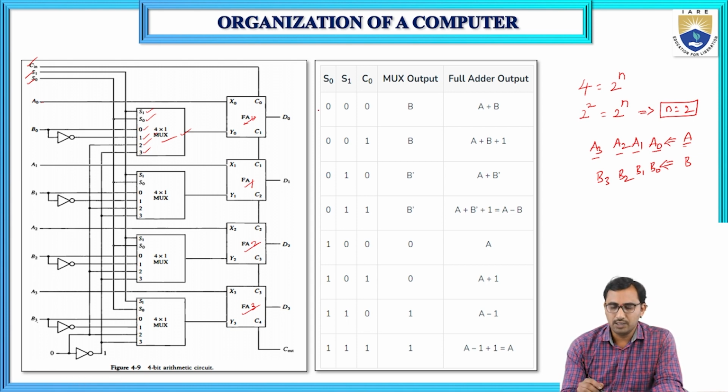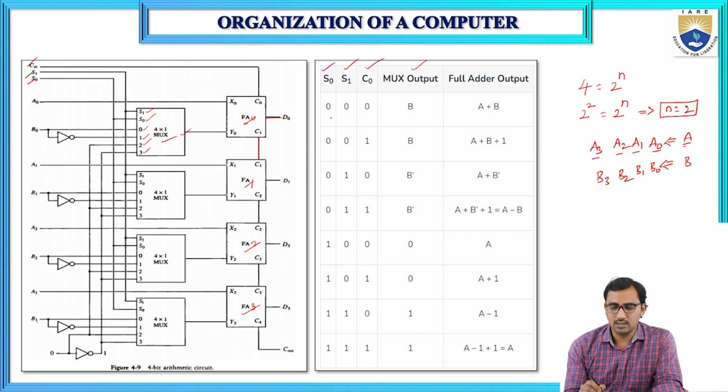Okay, so based on this, the full adder will generate two outputs. One is the sum, which is represented with D, and the carry, which is represented with C1. So C1 is the carry from the first full adder, C2 is the carry from the second full adder, and so on. So this is a truth table for this 4-bit arithmetic circuit. Using the selection lines S0, S1 and input carry C0, the mux output will generate different outputs.